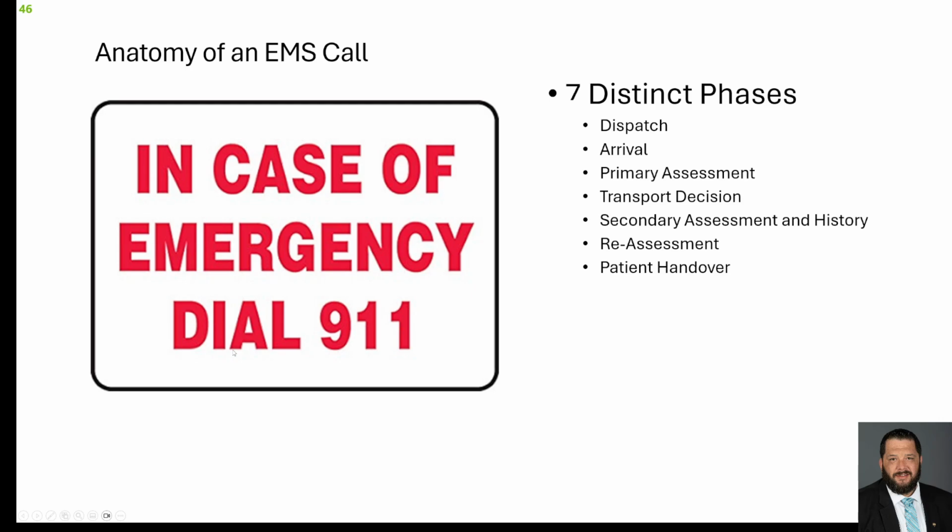There's the dispatch phase, the arrival phase, your primary assessment, your transport decision, secondary assessment and history, the reassessment, and then the patient handover phase. And we're going to talk about each of these phases in a little bit more detail as we progress through. But it's important to note that generally, every EMS call will occur in this particular order.